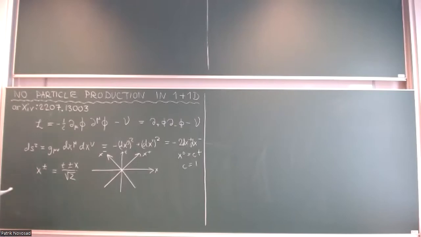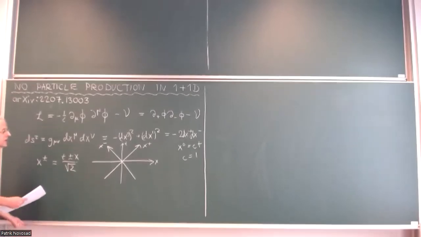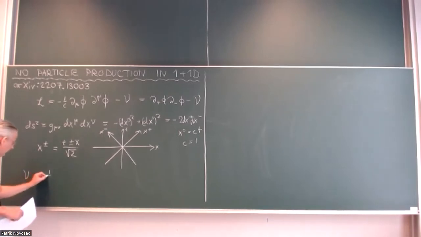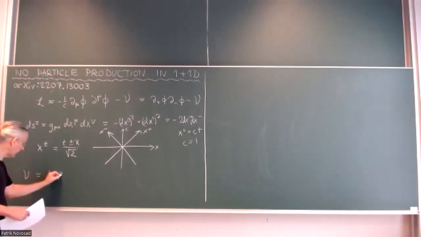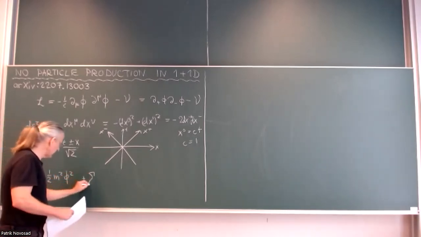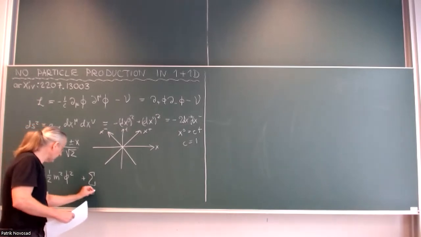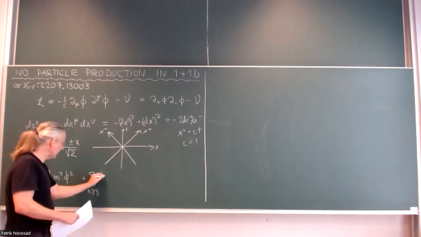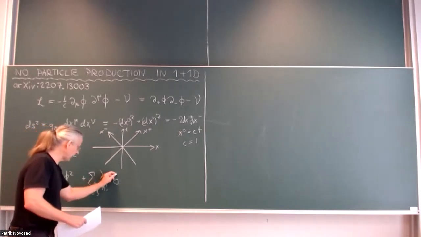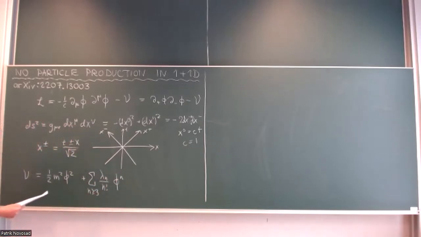Good. So the next thing is, of course, what should be the potential, or potential density. And for the potential, we will write a half m squared φ squared plus a sum over n bigger than or equal to 3 of λ_n, a coupling constant, over n factorial, the symmetry factor, times φ^n. So this will be our theory. So this is pretty general.